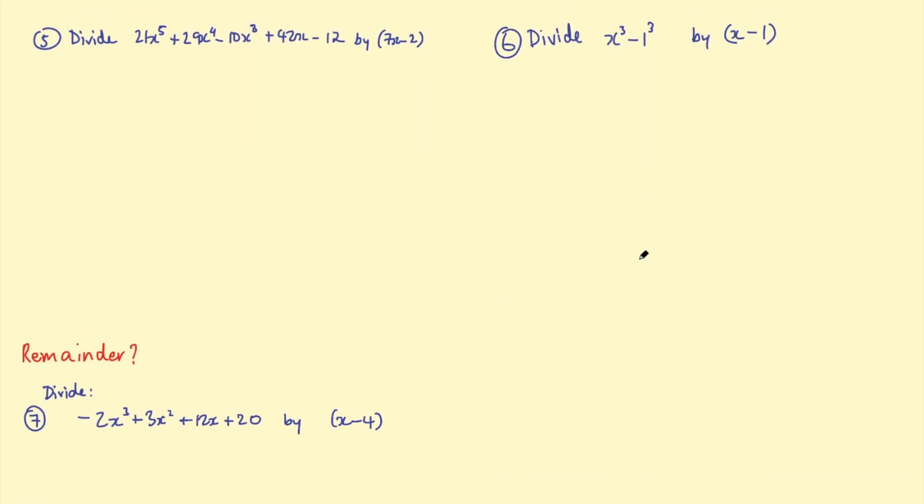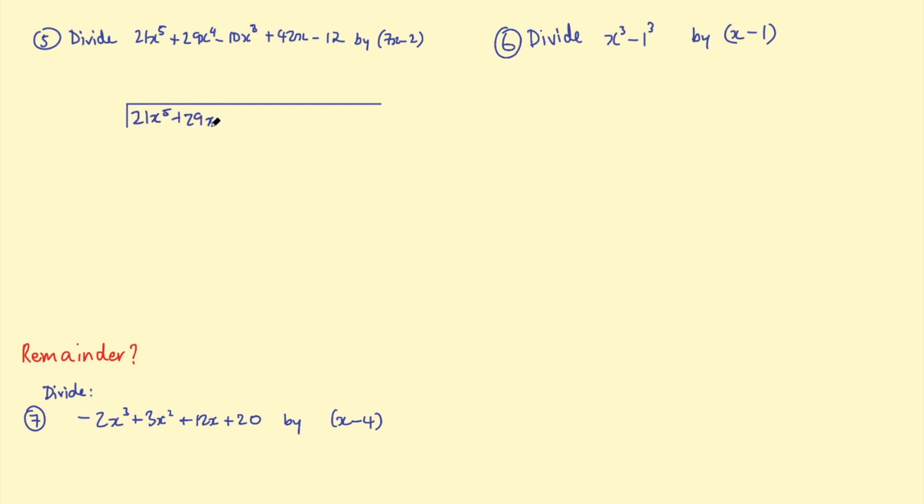Let's look at an example with a power of 5 in it. So here we have 21x to the power 5 plus 29x to the power 4 take 10x cubed plus 42x take 12 divided by 7x take 2. The reason I'm showing you this example is because there are just a few little steps in here that are a little bit tricky, and I'll show you how to deal with those.